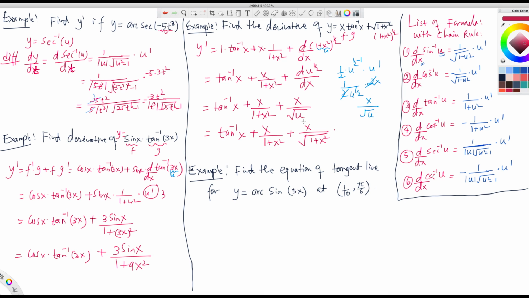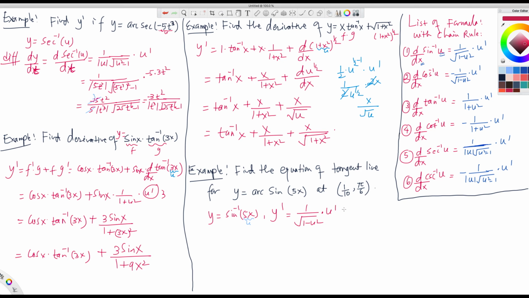You see that? Let's look at the last example. Find the equation of the tangent line for arc sine 5x. So what is given is y equals sine inverse 5x, right? So what will be y prime? This is like sine inverse u, so y prime is 1 over the square root of 1 minus u squared, because you can think of this as u, times u prime, right?